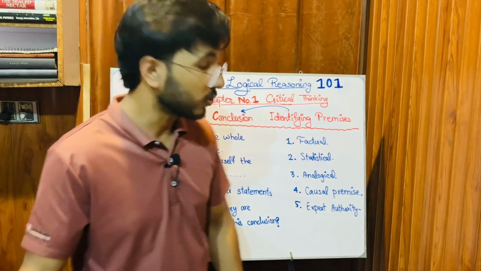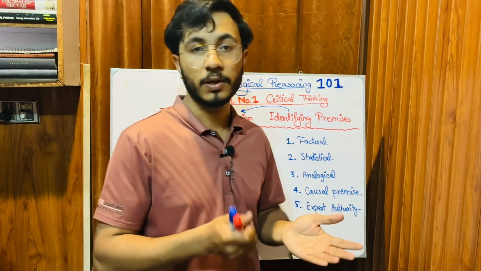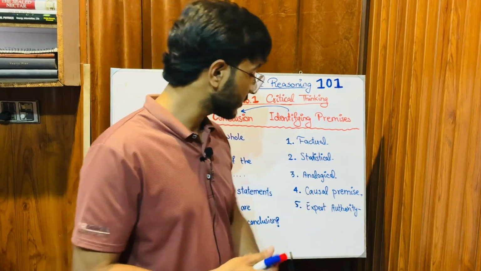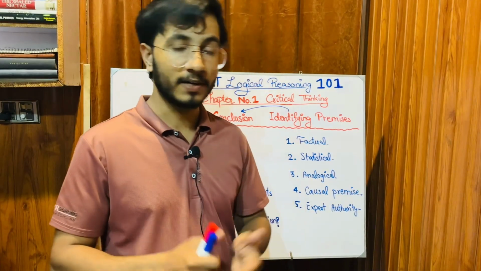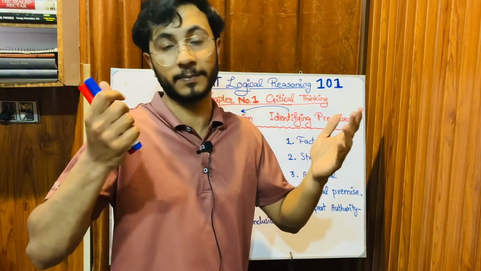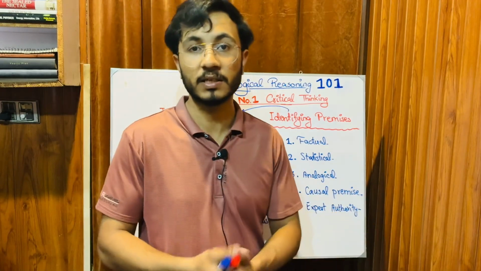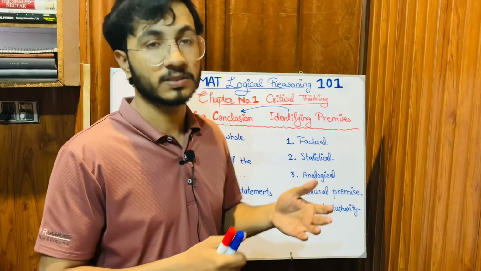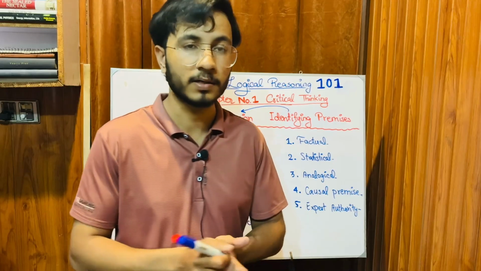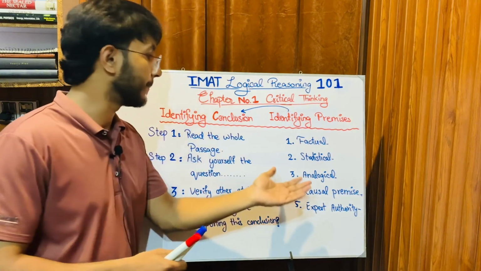The next is a causal premise. A causal premise is when you say that something causes something. If you smoke, then you will have lung cancer. That is a causal premise. And the last thing is expert authority, like the World Health Organization. If WHO says something, it's going to be like 99.99% accurate, because they are experts in that field. If they say that there are 90% deaths due to COVID-19, then we have to believe that. Not necessarily, but they are the experts, so we have to believe it. So that's how you can identify premises and conclusions.